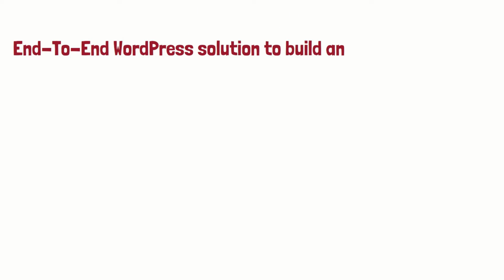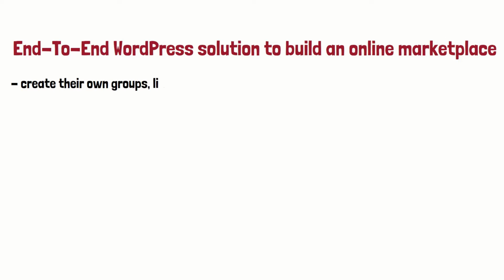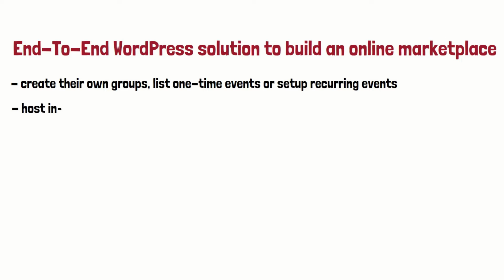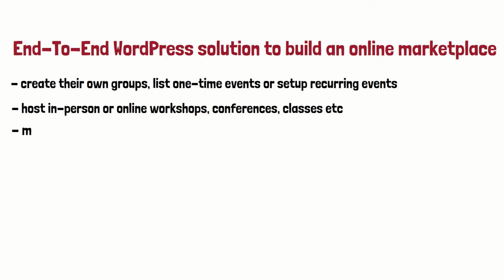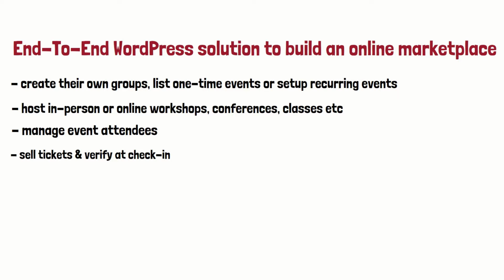EventPro WP is an end-to-end WordPress solution to build an online marketplace where event organizers can create their own groups, list one-time events, or set up recurring events. Users can host in-person or online workshops, conferences, and classes. You can manage event attendees. You can sell tickets and verify those tickets at a point of check-in for in-person events.